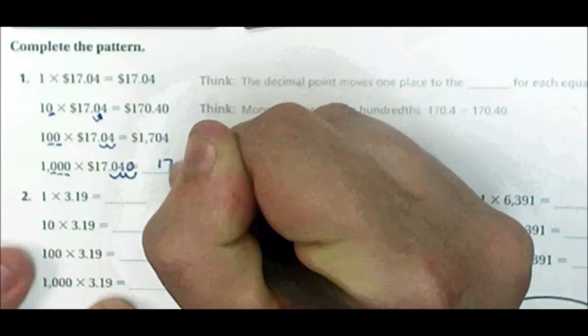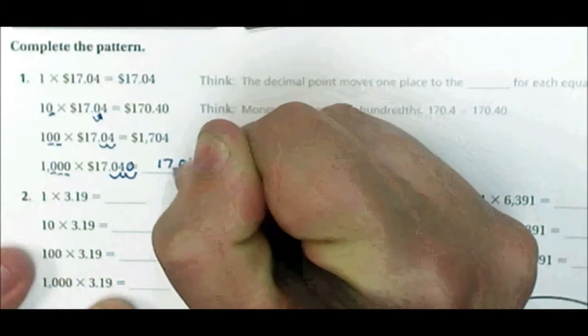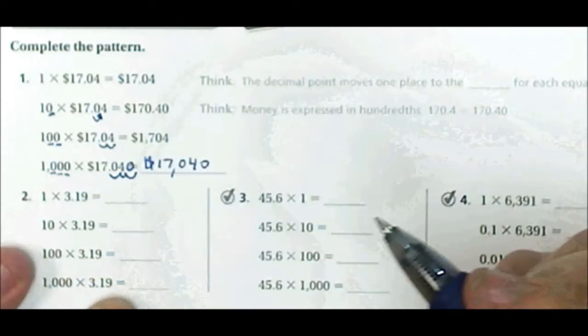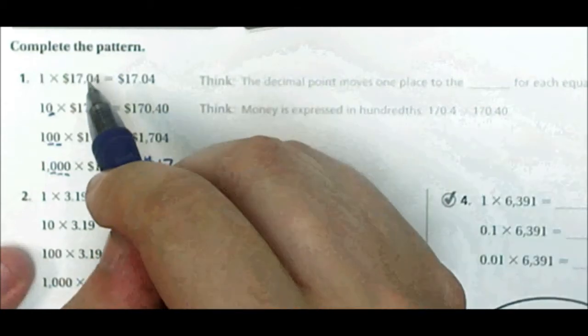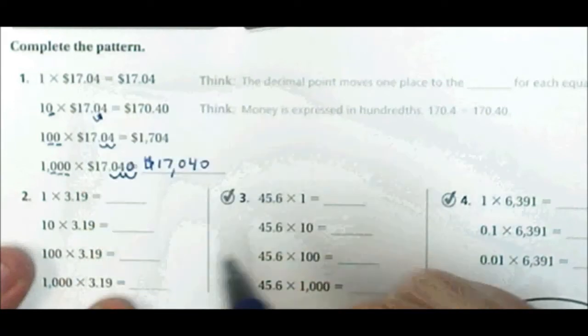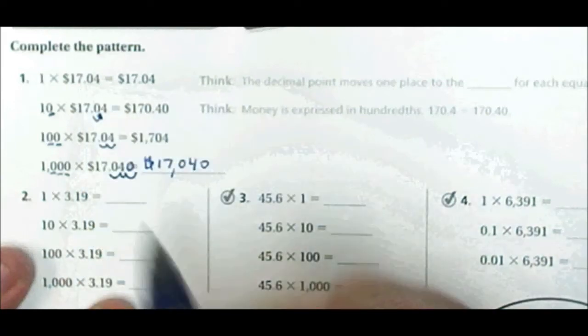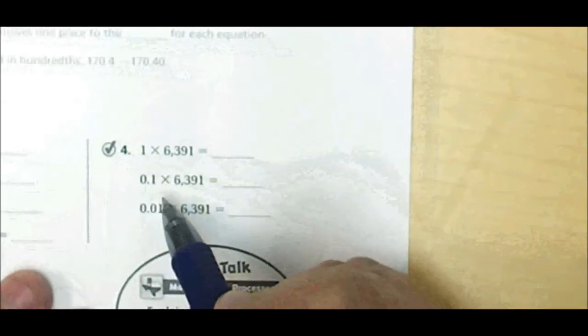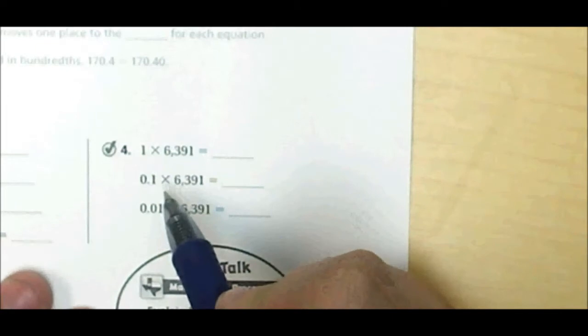So I get $17,040 if I take $17.04 and I multiply it by 1,000. Now here's another example. Here's a different example. Now we're going to multiply by tenths, not tens.